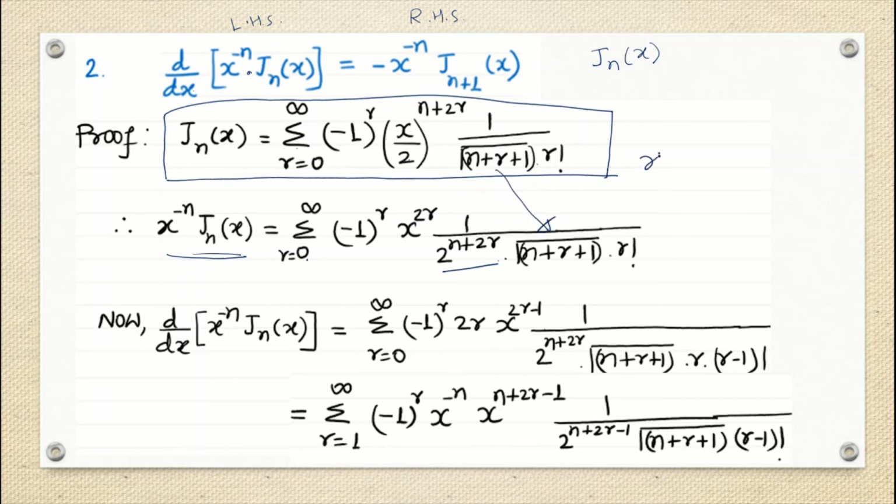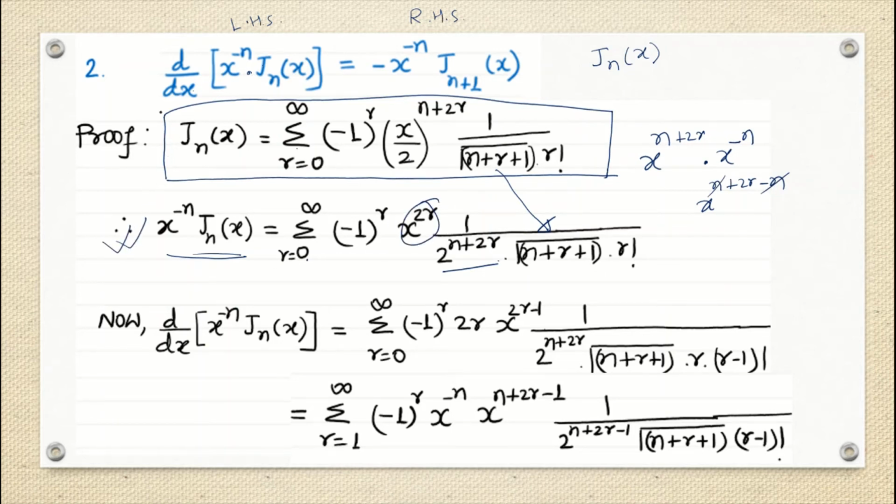Only the change is the power of x. Initially the power of x was x raised to n plus 2r. I am going to multiply it with x raised to minus n. The base is the same, so the powers add: n plus 2r minus n, that means x raised to 2r. Okay, so till here I think there is no doubt.